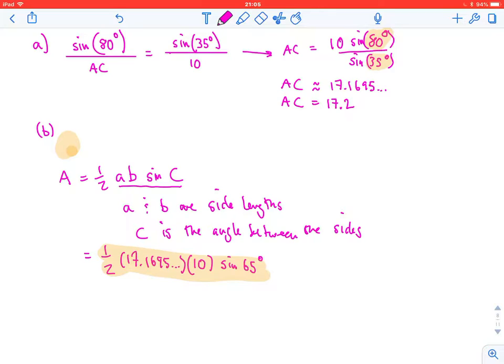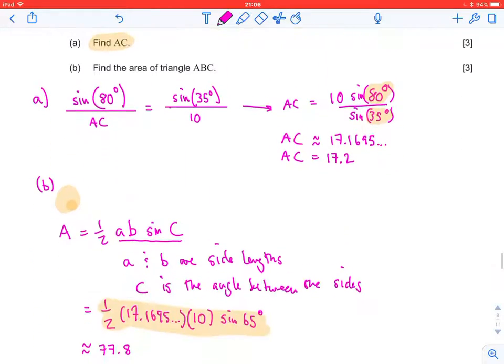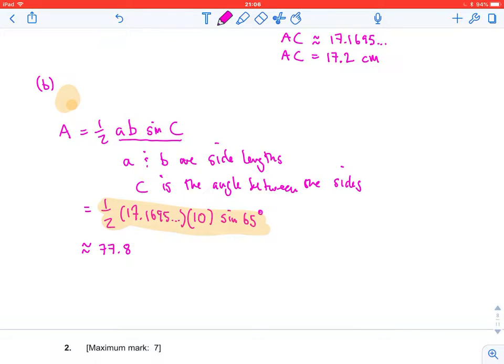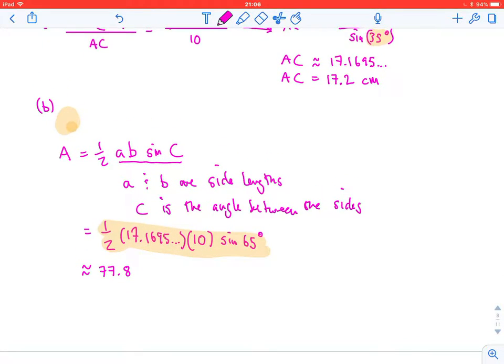So let's not forget, as our last step, to come up with an answer that is correct to 3 significant figures, throwing that in the calculator, and that should be about 77.8. And of course, let's not forget units, always a good idea. Up here, our lengths were given in centimeters, and that means that this area right here, 77.8, would be centimeters squared. And that will do it.